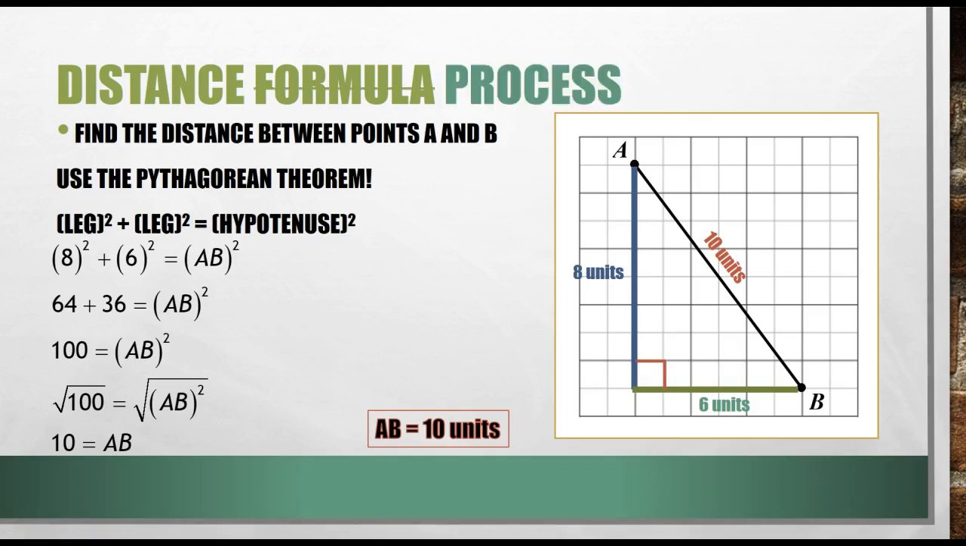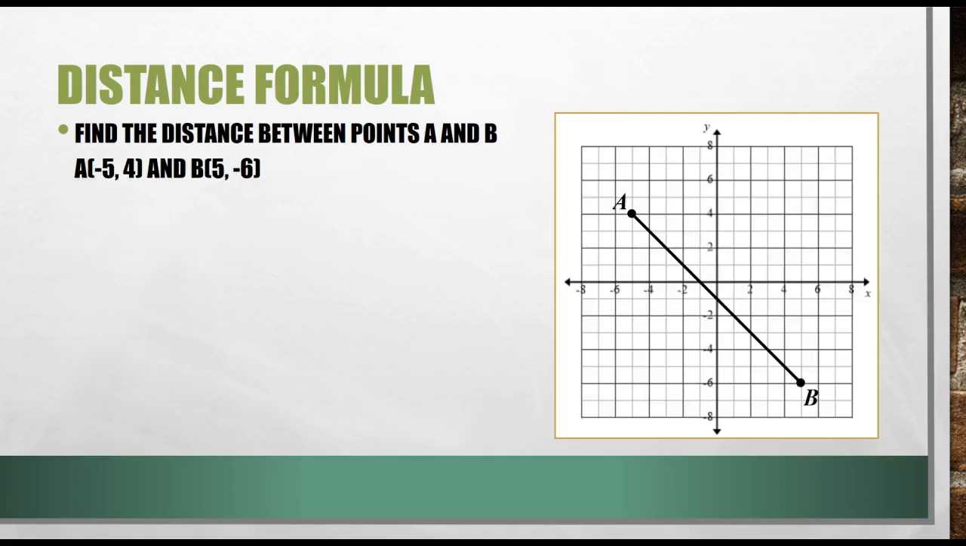So really, what we've done here is we've discussed a process. We haven't actually used a formula. The process that we have used is to take a look at how we could use the Pythagorean theorem. And we're going to try that again for the distance between points A and B, this time on the coordinate plane. And A is at (-5, 4), B is at (5, -6).